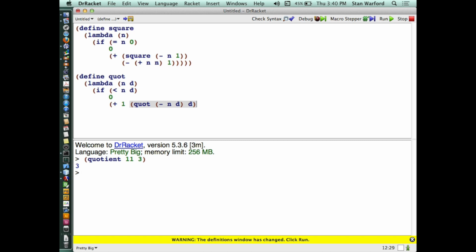It's what we return if n is less than d. Is everybody clear on that? So now we can just close out all the parentheses. Is everybody good? So let's do paren, paren, paren, paren, boom. And now we'll run this.